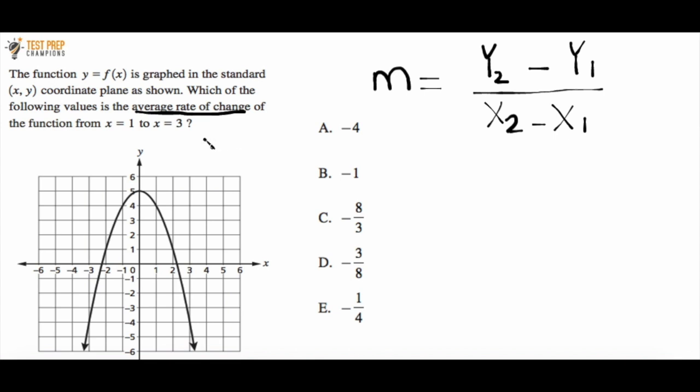Now, we want to find the average rate of change, which is another word for the slope, from x equals 1 to x equals 3. So we just need to find two pairs of coordinates, and we're going to plug those into this formula to calculate the slope. Where x equals 1, let's find that on the graph. When x equals 1, we see that y equals 4. So we're at this point right here.